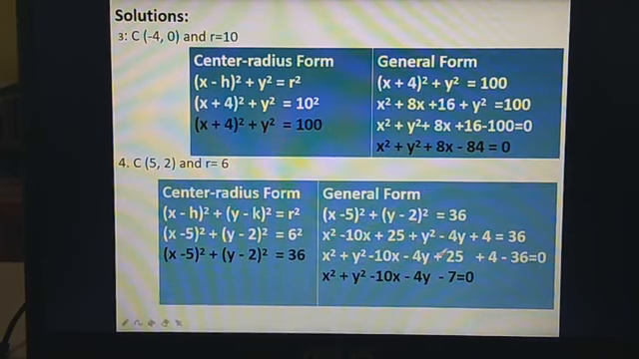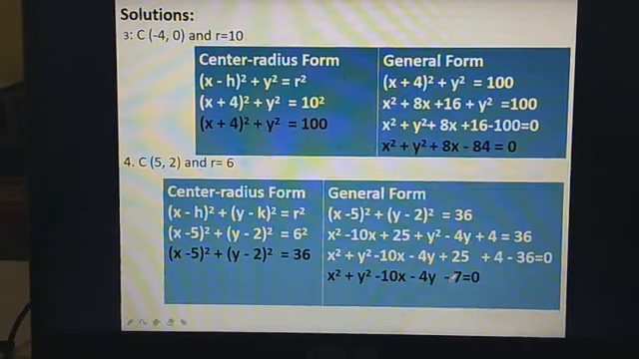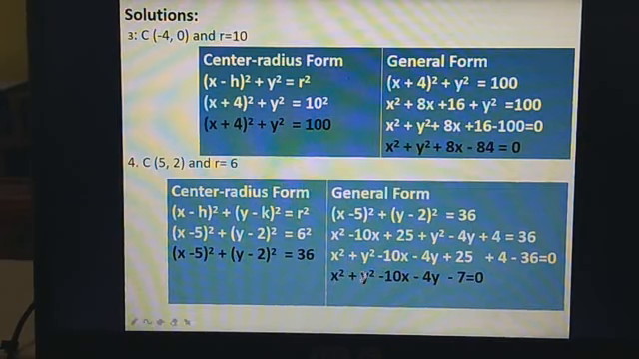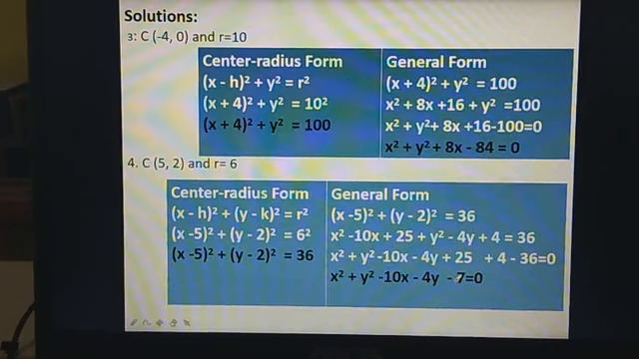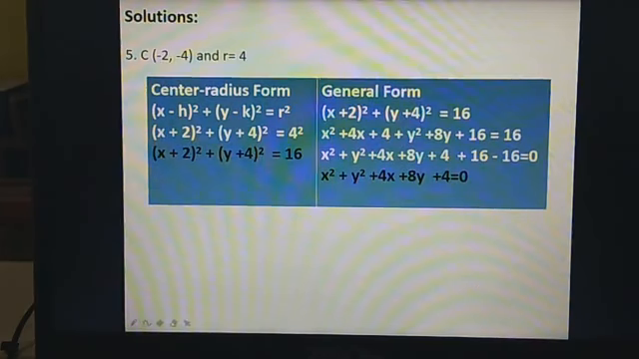Then, we need to simplify. 25 plus 4 is 29. 29 minus 36 is negative 7. So, our general form will be x squared plus y squared minus 10x minus 4y minus 7 is equal to 0. Okay. Last example. If the center is at negative 2, negative 4, and the radius is 4.